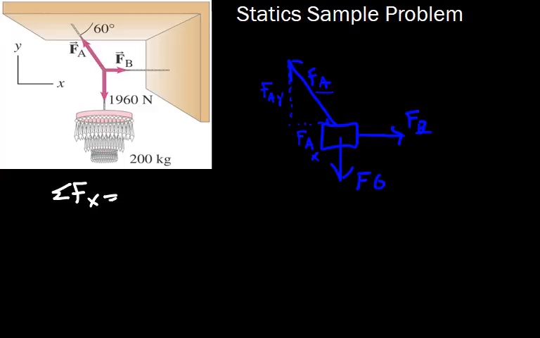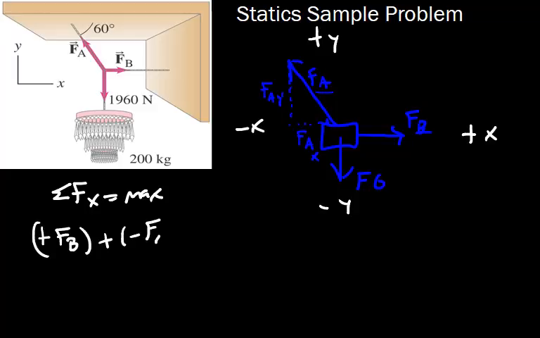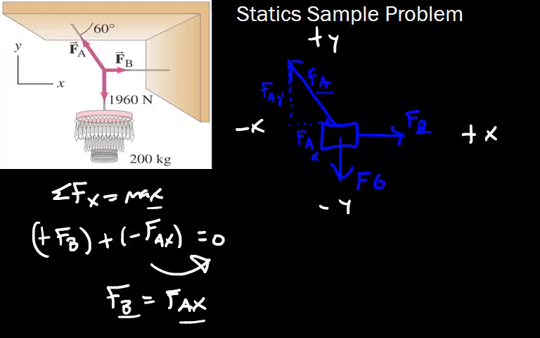Sum of the forces in the X, right? So MA in the X, positive X, positive Y, negative Y down here. So positive FB plus negative FAX equals 0. Acceleration should be 0 in a static situation, so FB should equal FAX. But the problem is we don't know either of these, right? We don't know FB and we don't know really anything about FA yet.